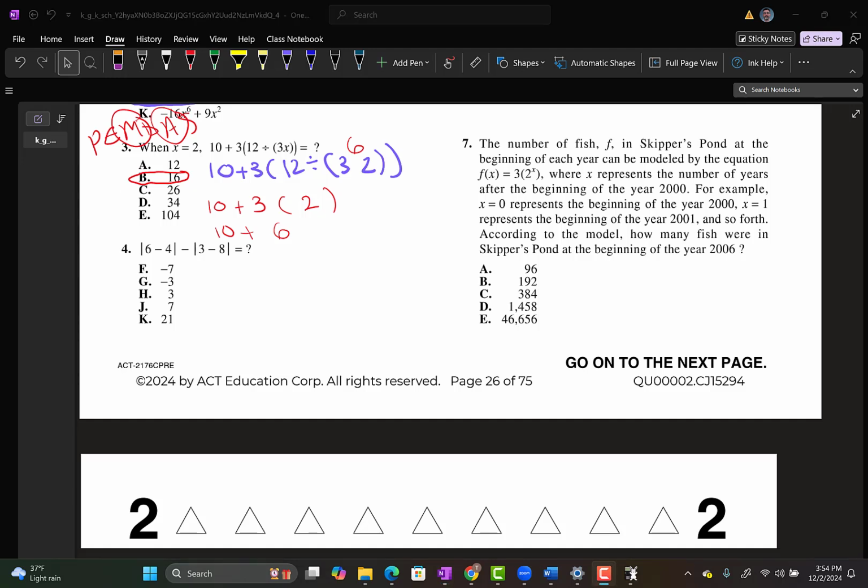All right, number 4, absolute value is distance from 0. Remember, before we take the distance from 0, we need to simplify what's on the inside. So 6 minus 4, I'm going to write it down here, is 2. Absolute value of 2 minus 3 minus 8 is negative 5. So the absolute value of 2 is just 2 because it is 2 units from 0 on the number line. The absolute value of negative 5 is positive 5 because it is 5 units from 0 on the number line. But that minus sign was not in the absolute value symbols. So it just comes down, 2 minus 5 gives us negative 3.